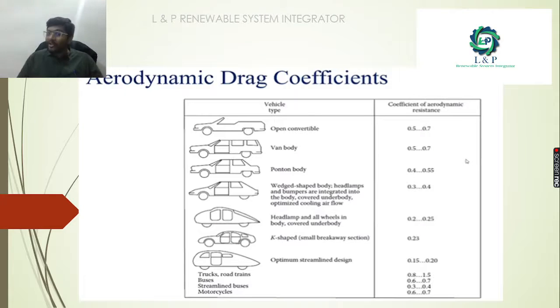For the aerodynamic drag coefficient, based on the vehicle type, the coefficient is going to be different. If it is an open convertible, the value is different. If it is a van type, the aerodynamic resistance is different. If it is a normal pontoon type, the coefficient of air resistance is different. So you can refer to these tables for preparation when you are making any sort of calculations.